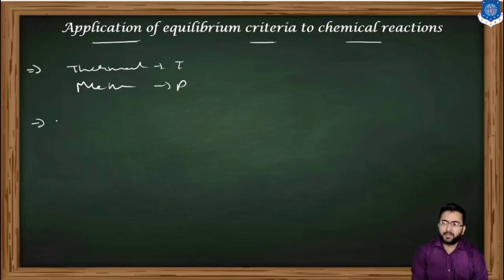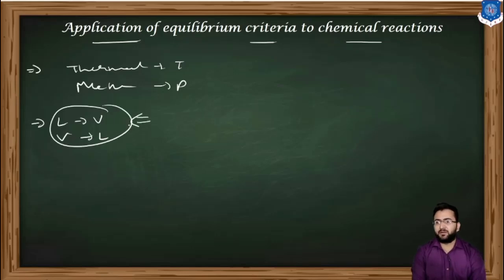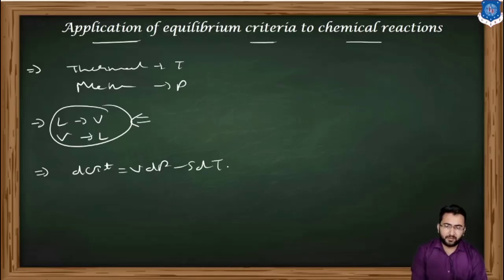For example, if a liquid is converting into vapor and vapor is converting into liquid, then the mass flow rate of liquid to vapor and vapor to liquid will be the same. To understand this for chemical reaction equilibrium, let's consider the fundamental property relation for chemical potential, which is given by dGt equals VdP minus SdT plus summation of mu i dni. This is the fundamental property relation for chemical potential, which we already derived in chapter number 2.